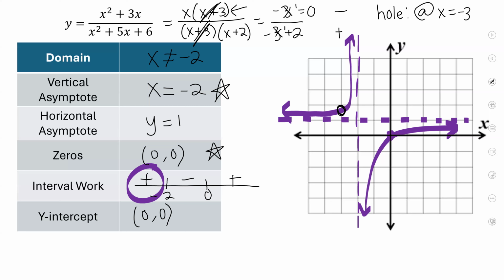So you can create another section in your table. Your hole is at x equals -3. So whatever canceled out, just set it equal to 0. X plus 3 canceled out, set it equal to 0, and solve it. That is the location of your hole. So if I were to graph this correctly with my hole, it would look like this. And there's a hole in my graph.